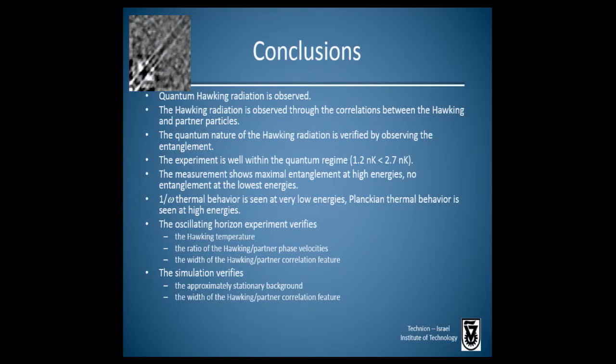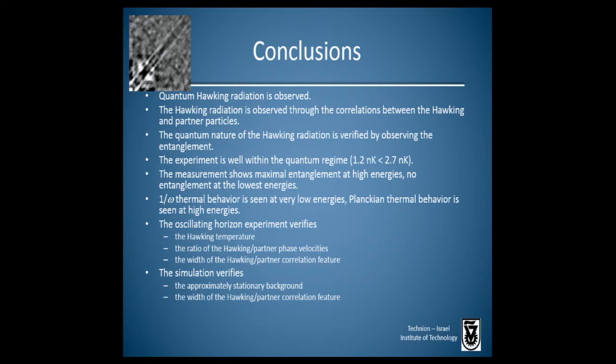So in conclusion, quantum Hawking radiation is observed. The Hawking radiation is observed through the correlations between the Hawking and partner particles. The quantum nature of the Hawking radiation is verified by observing the entanglement between the pairs. And the experiment is well within the quantum regime characterized by entanglement and spontaneous emission, since the 1.2 nanokelvin measured Hawking temperature is much less than the 2.7 nanokelvin limit, which we saw. The measurement shows maximal entanglement at the highest energies and no entanglement at the lowest energies. Thermal behavior was seen at the very low energies as well as at the very high energies.